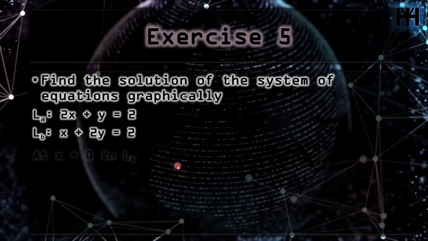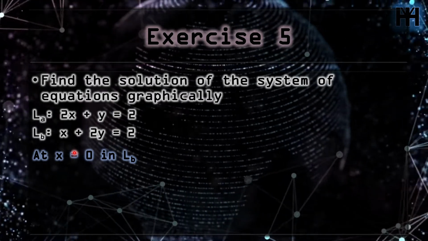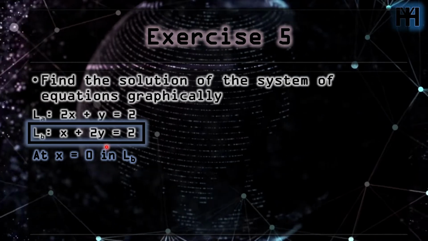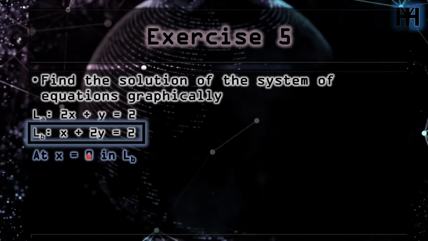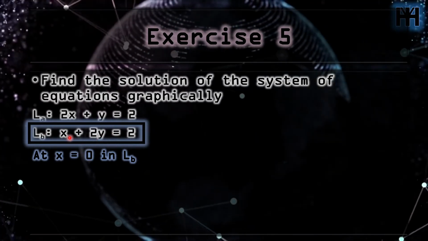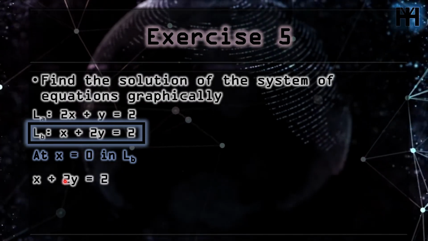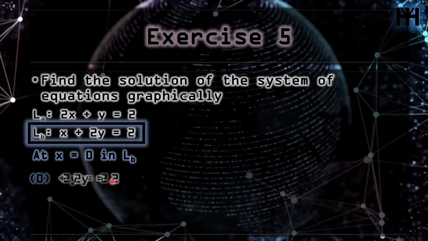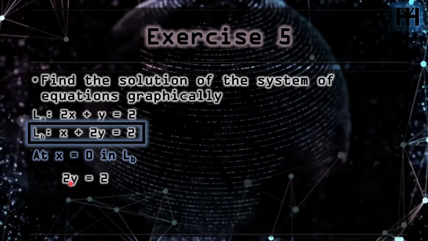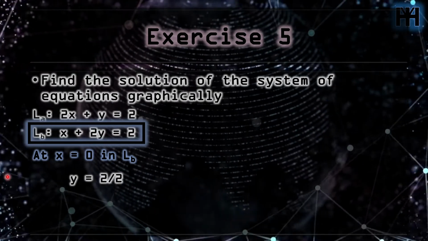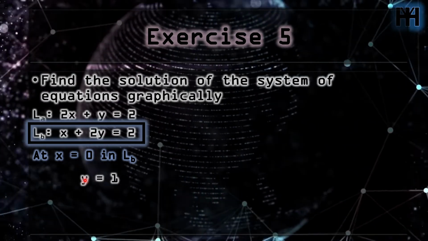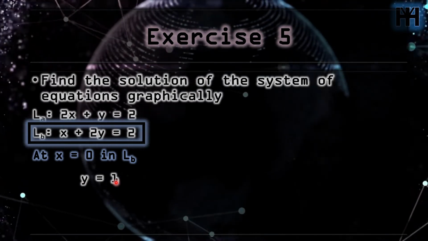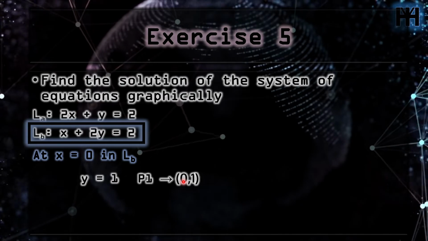Okay, now for LB, we'll take x equals 0 in LB. We are talking about LB now. So we'll substitute x as 0. We have x plus 2y equals 2, so 0 plus 2y equals 2. So 2y equals 2, we'll divide by 2, so y is equal to 1. So the first point for LB is (0, 1).